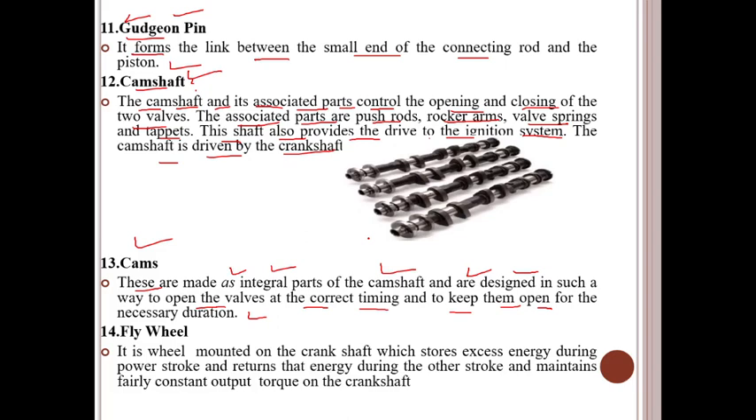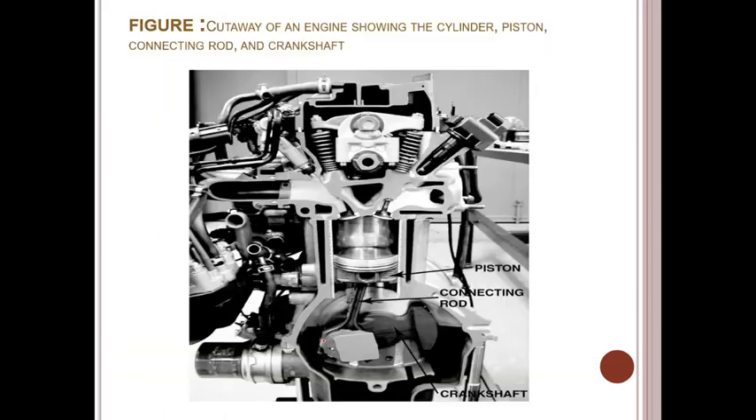So now another is, what is a flywheel? It is a wheel mounted on the crankshaft which stores excess energy during the power stroke and retains the energy during the other strokes, and maintains a very constant output torque on the crankshaft. This is the function of the flywheel.